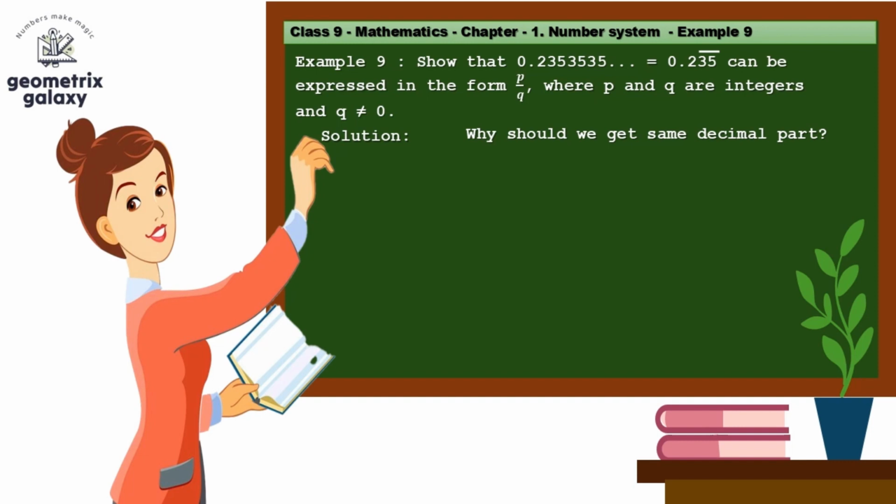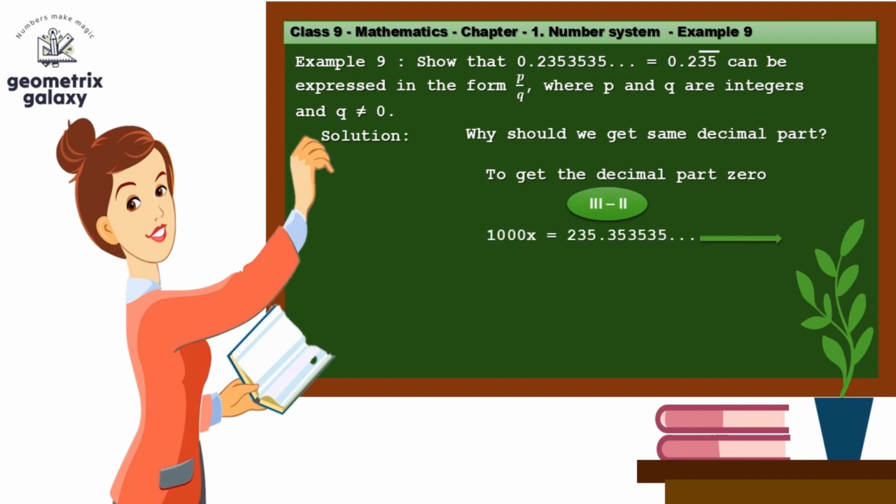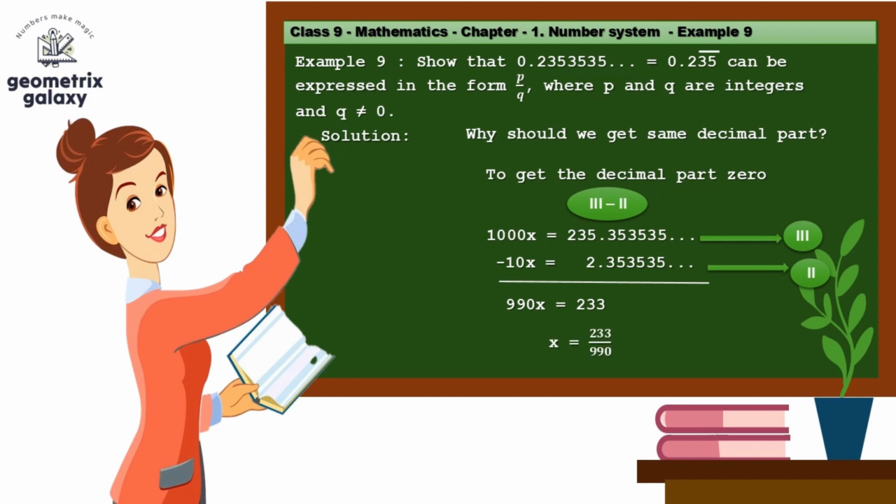So now we are going to subtract equation 2 from equation 3. What is our equation 3? 1000x is equal to 235.353535 etc. And what is our second equation? 10x is equal to 2.353535 etc. Now you do the subtraction. Therefore 990x is equal to 233. x is equal to 233 by 990.